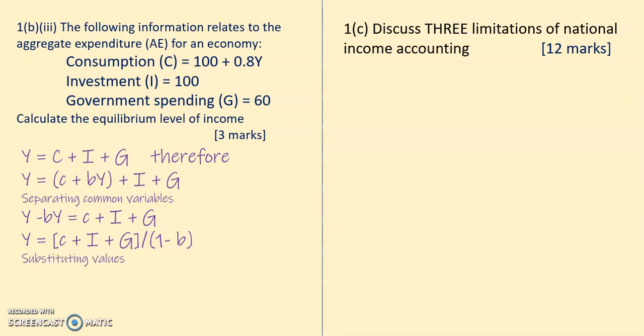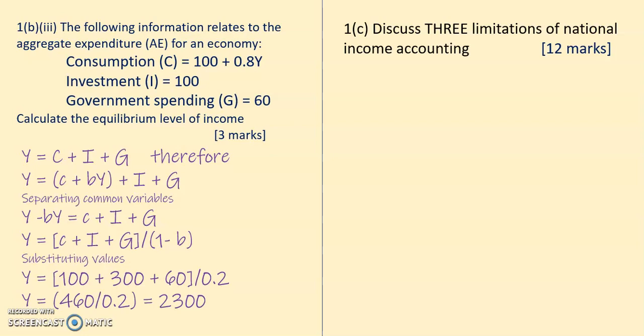So hence, if I substitute those values, we will get 100 plus 300 plus 60 divided by 0.2, because the MPC was 0.8, so therefore the MPS is 0.2, giving us that the level of income here is 2300. Now, of course, we could have just put 1 over 0.2, which is 5, and multiplied by the multiplier. So 460 by 5 will give us the same 2300. All right.